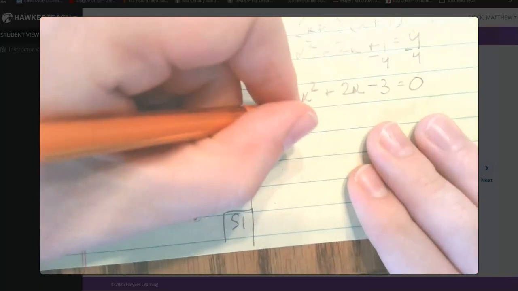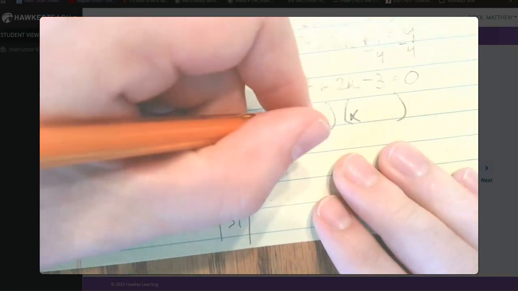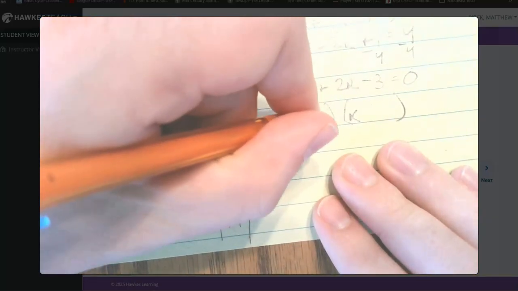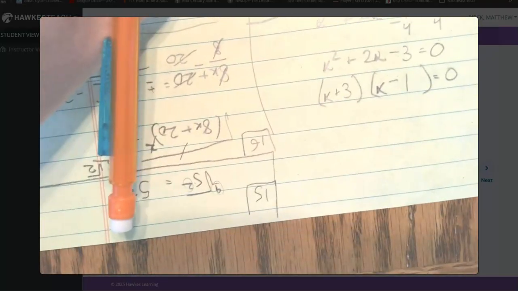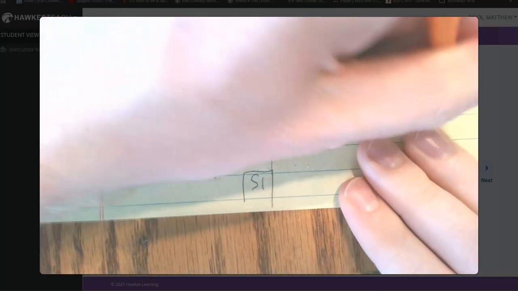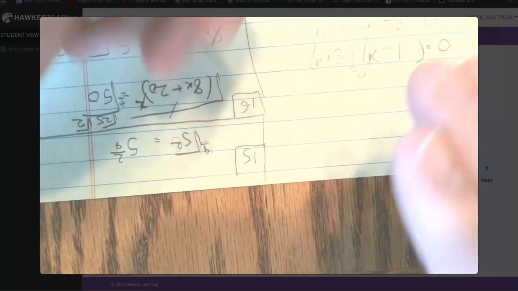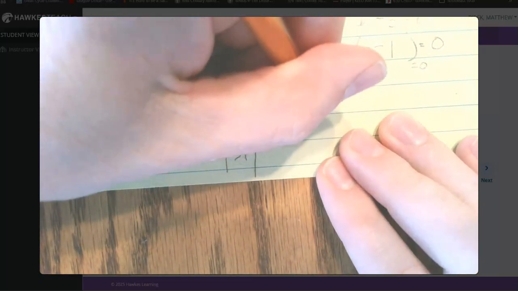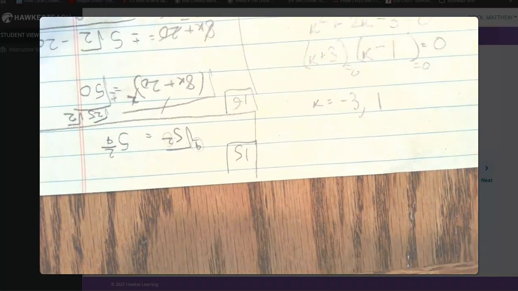All right, so now I want to factor this guy. So you have x and x. So I'm looking for two things that multiply to get negative 3, add to get positive 2. So that would be positive 3 and negative 1. So then we have equals 0. Again, since we have the product equaling 0, then we can set each factor equal to 0. So you end up with x equals negative 3 and x equals positive 1.